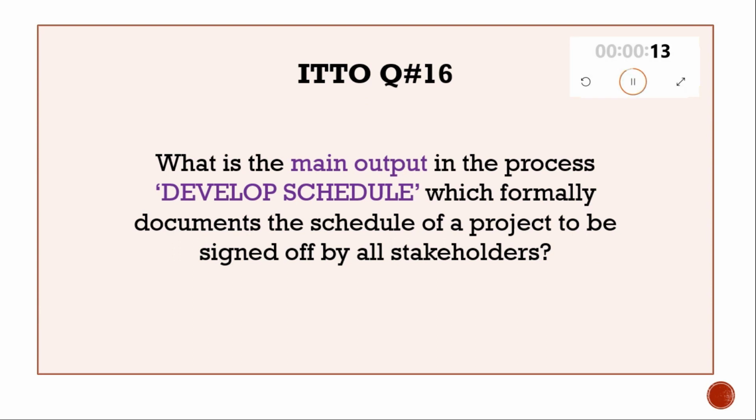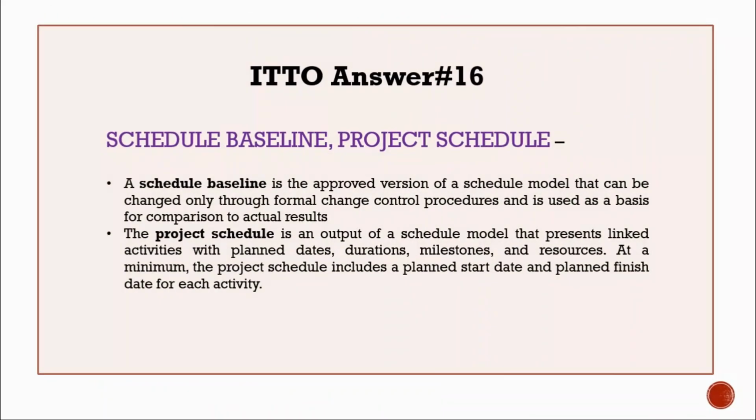ITTO question number 16. What is the main output in the process develop schedule which formally documents the schedule of a project to be signed off by all stakeholders? Answer 16. Schedule baseline and project schedule. Check the slide for a brief description.